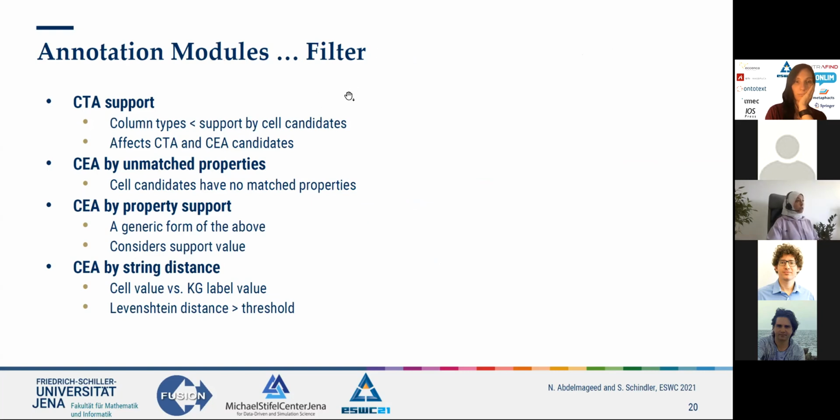For the filtration modules, it tries to get rid of those highly unlikely properties or candidates in general, not only properties. For example, this CTA support removes those column types that are less supported by other candidates. And the same idea applies to the properties here by the CEA task. And finally, the CEA by string distance also removes those values that are far from the original knowledge graph label.